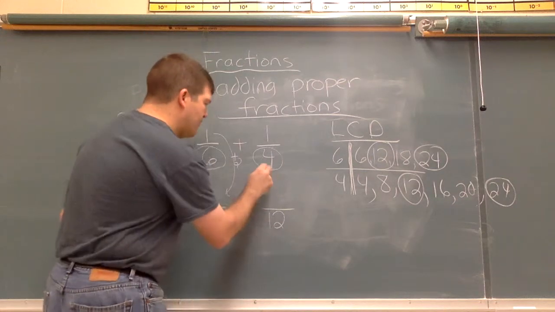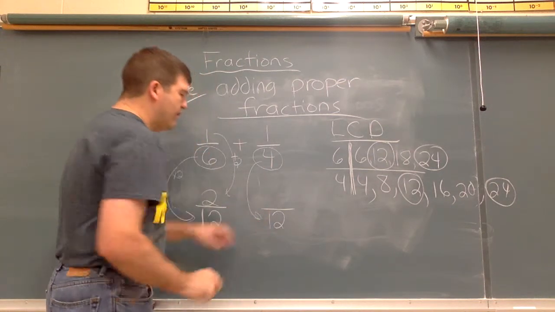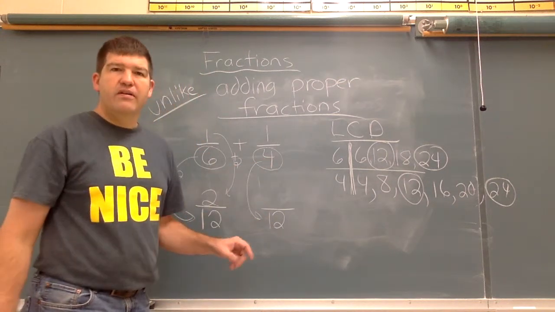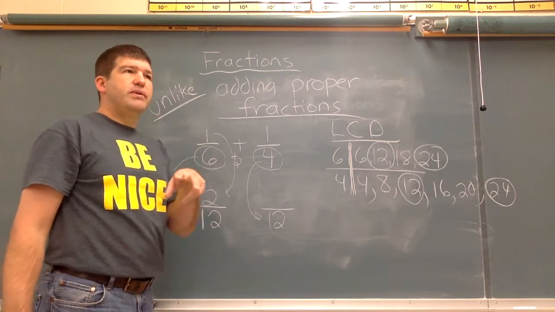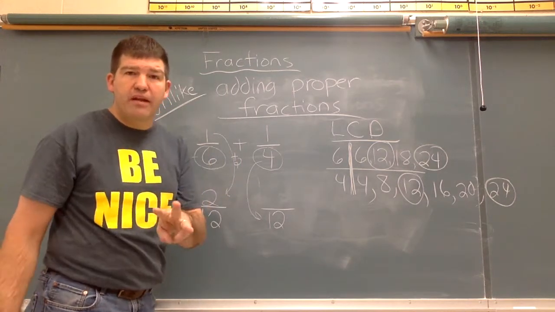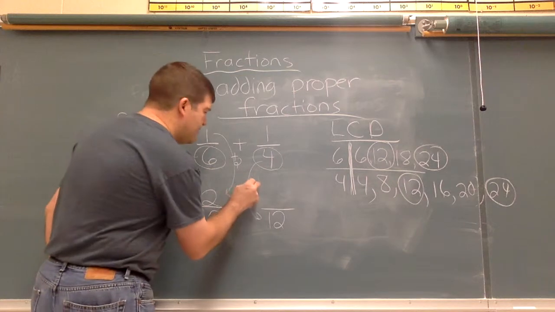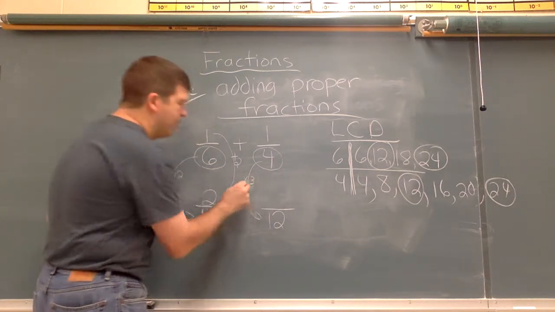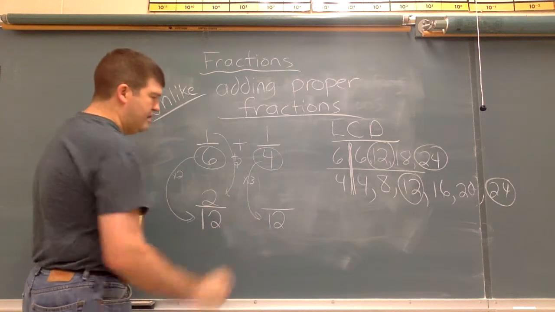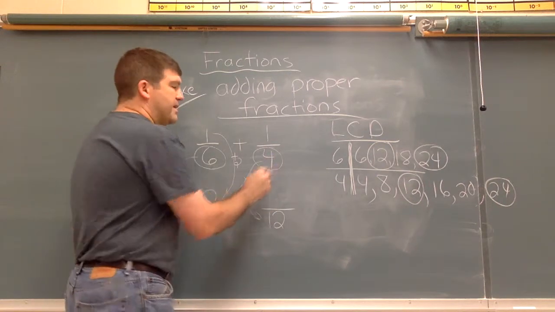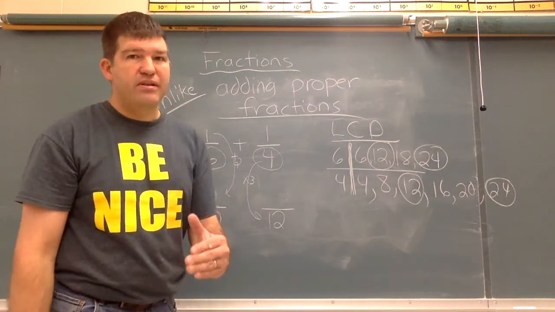Now, I gotta go over here. 4, what did I do to the 4 to get to 12? Let's see, 4 times 2 would be 8. 4 times 3. 4 times 3 gets me 12. So I go times 3. 4 times 3 is 12. Because I did it to the bottom, I have to do it to the top.